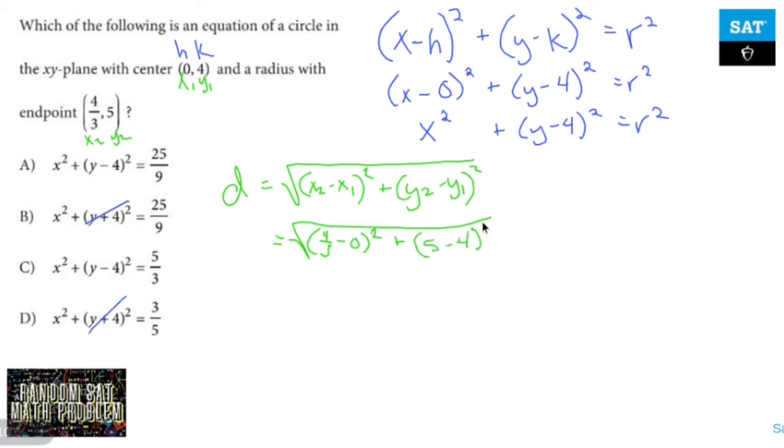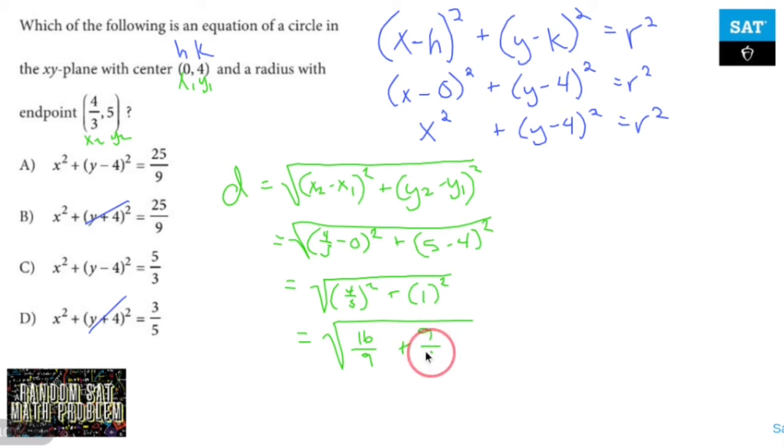Ooh, 5 minus 4, I can handle that. Let's simplify a little bit more. I've got 4/3 minus 0, which is 4/3, so I have (4/3) squared plus (5 minus 4), let me get my abacus out, 1 squared. So 4 squared is 16, 3 squared is 9, and 1 squared is 1. But instead of writing out 1, since I want to add these, let's turn that 1 into 9 over 9.